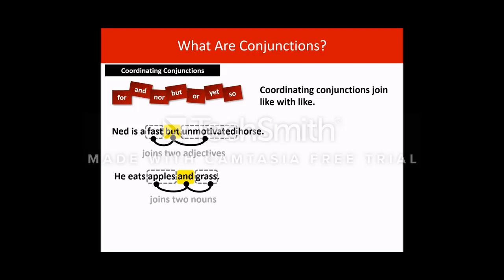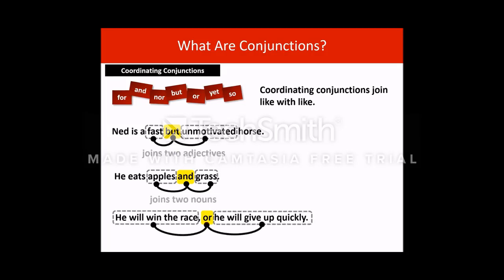Let's look at another example. He will win the race, or he will give up quickly. Well, or is our coordinating conjunction, and this time it's joined 2 independent clauses. So like with like. And notice that there is a comma before the or, because that's what you do when a coordinating conjunction joins 2 independent clauses. The key point here is that it's like with like.